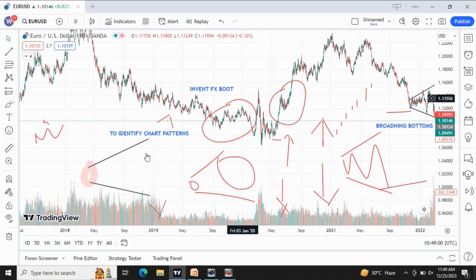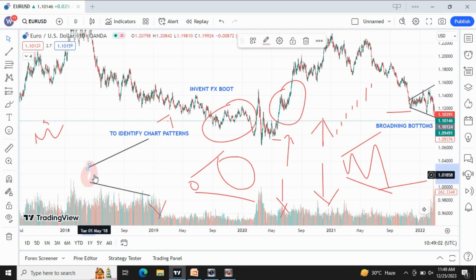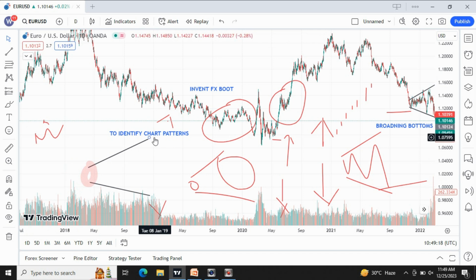Now let's go and consider some criteria. Let's consider price trend. The short-term price trend should be downward leading to the formation. Then let me talk about shape so that you get it very well. Shape is megaphone shape with higher highs and lower lows.